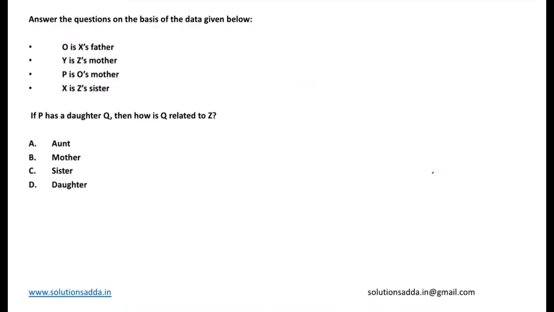This is an aptitude question based on blood relations. Answer the questions on the basis of the data given below. O is X's father. Suppose X is a person and O is there, so O is father of X. Y is Z's mother. Suppose Y and Z are there, so Y is mother of Z.